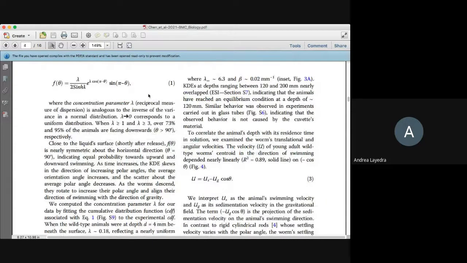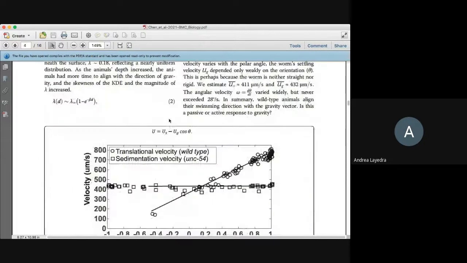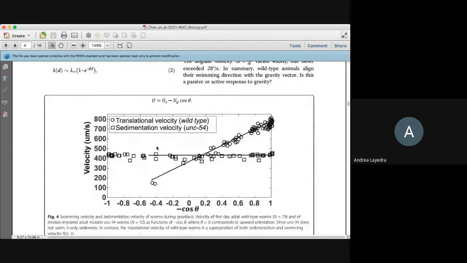Using this formula, the researchers determined the position and the velocity of the nematodes. Here you see a comparison between the wild type, the translational velocity, and a comparison with the mutated nematode, the unc-54 mutation, and a comparison with the sedimentation velocity. As this mutated one is going to gravitate, you see how the velocity compares according to the angle. Here you see the cosine of that angle and how it varies according to the velocity.